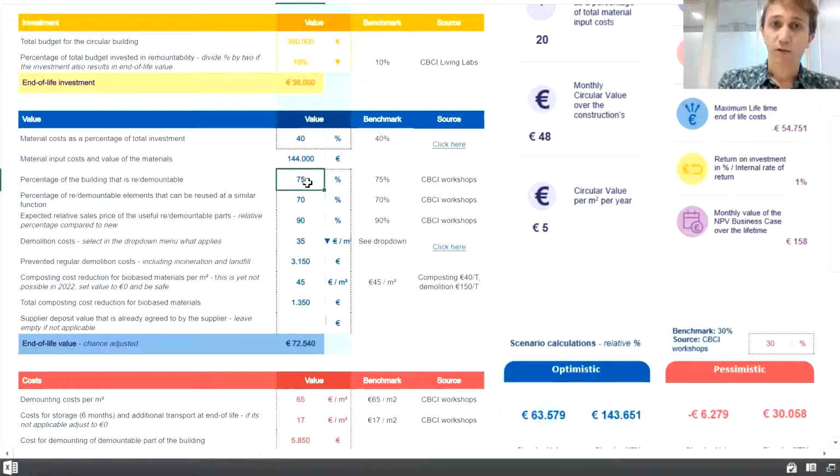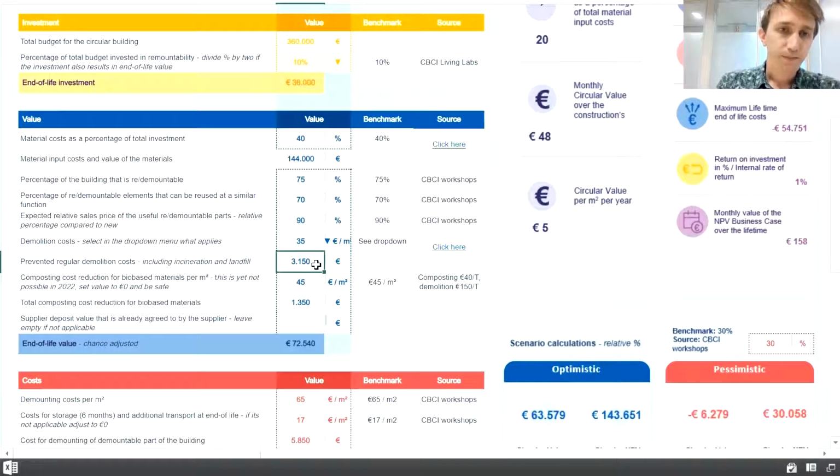Then a part will be demolished. So the part that's not remounted is demolished, and you have demolition costs associated with that. And in this case, it's 35 euros that we estimate. Also in the Excel version, you can find the different categories that are here. So stripping to the wall or removing the foundation, stuff like that you can select, but that will have an impact on the cost.